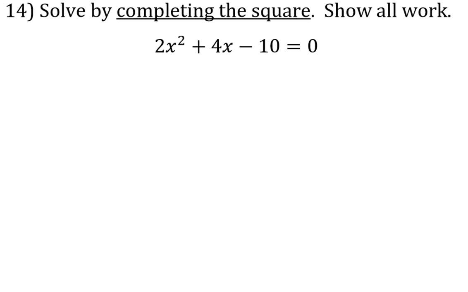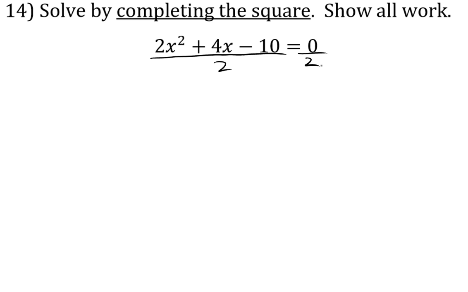Solve by completing the square, show all of your work. When I glance at this, first thing I'm noticing is that I have a common factor of 2 on the left-hand side. On the right-hand side, there's just a 0 there, but I can divide that by 2 also. So I'm going to divide both sides of this equation by 2.